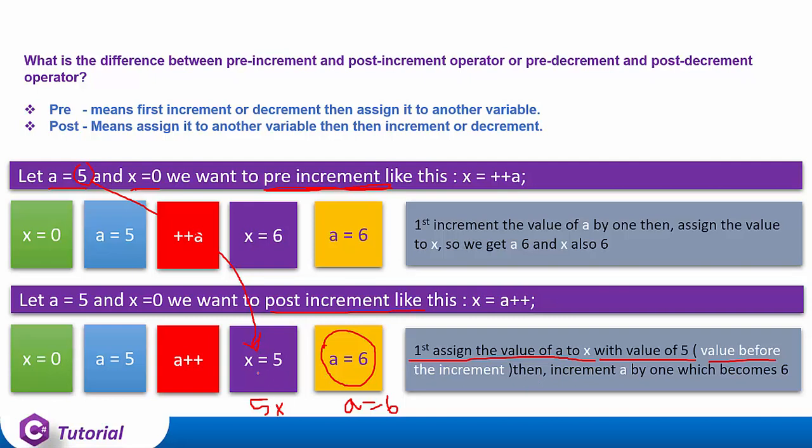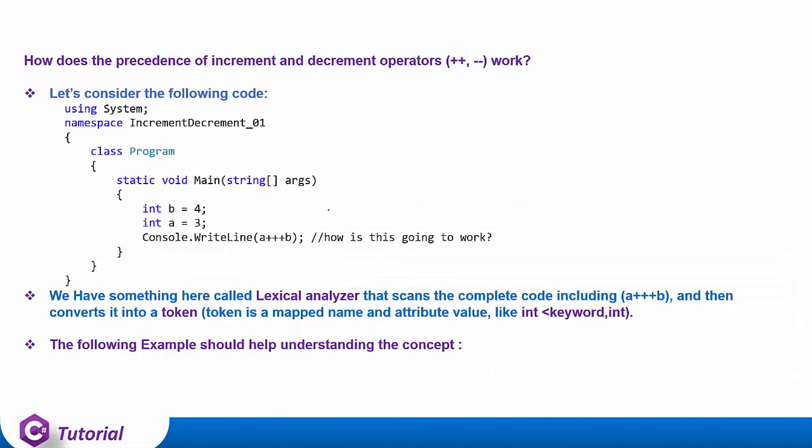So the result will be 5 for the x, and a will be with value of 6. Okay, what's the precedence for the increment and decrement operators? If you take this code and put it in Visual Studio, the result here will be 7.